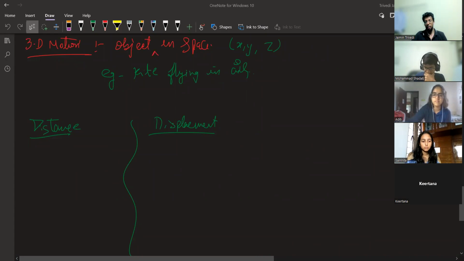Samhita, what about you? What did you write? At the same points, I wrote distance is positive, it's a scalar quantity, it cannot be 0, and it's the total distance traveled, and displacement is the shortest, it can be positive, negative, or 0, and it's a vector quantity.